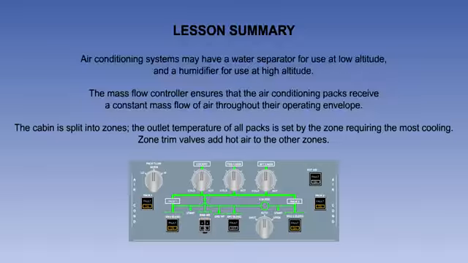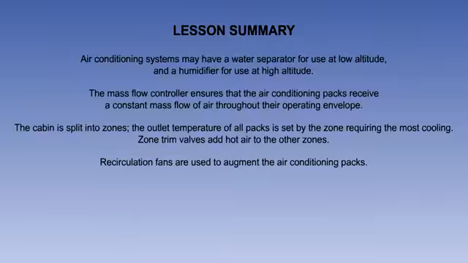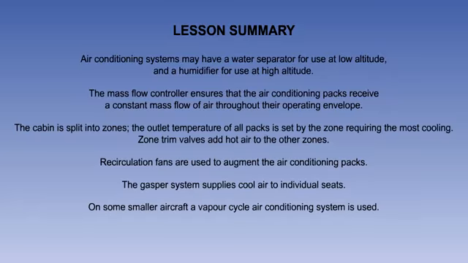You should know that the cabin is split into a number of zones, and that the outlet temperature of all packs is set by the zone requiring the most cooling. Zone trim valves add hot air to the other zones to satisfy their requirements. Recirculation fans are used to augment the air conditioning packs. And the Gasper system supplies cool air to individual seats. Finally, you should have learned that on some smaller aircraft, a vapor cycle air conditioning system is used.